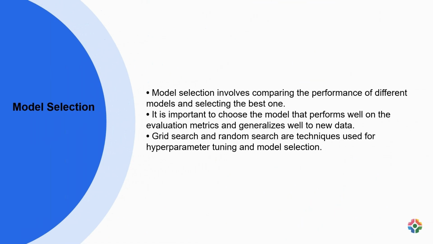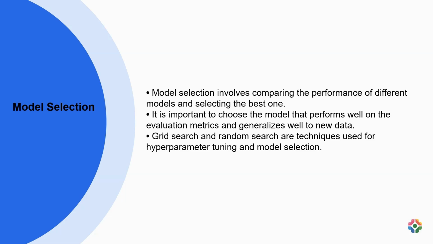Model selection is a critical step in machine learning, where various models are evaluated to choose the best performer based on evaluation metrics. The selected model should not only excel in performance metrics, but also generalize effectively to new data. Techniques like grid search and random search aid in hyperparameter tuning for optimizing model performance.